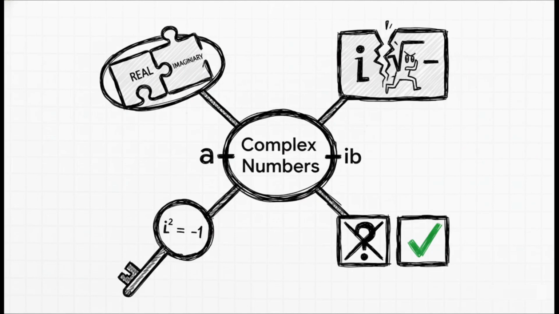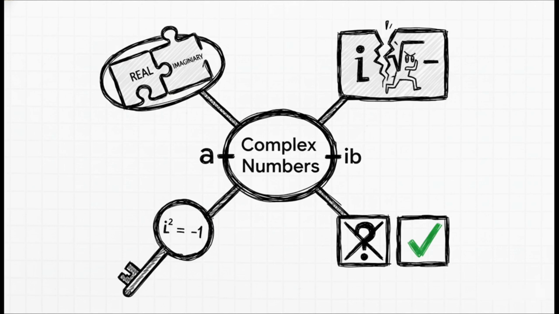We started with a problem. You can't take the square root of a negative number. The solution? We just invented i. This let us create complex numbers, which have both a real and an imaginary part. We saw that doing math with them is pretty simple, as long as you remember that golden rule, i squared always equals -1. And most importantly, this isn't just some weird math game.